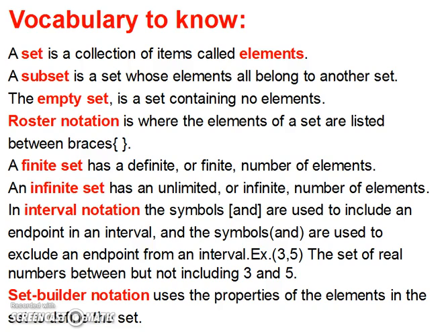In interval notation, the symbols with brackets are used to include an endpoint in an interval, and the symbols with parentheses are used to exclude an endpoint from an interval. For example, (3, 5) as an interval notation is the set of real numbers between but not including 3 and 5. This chart might help.